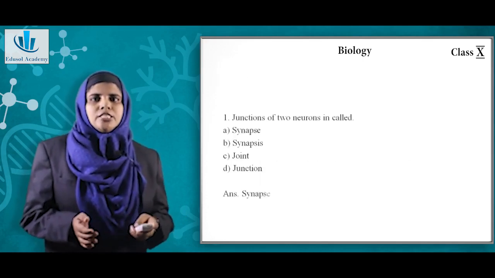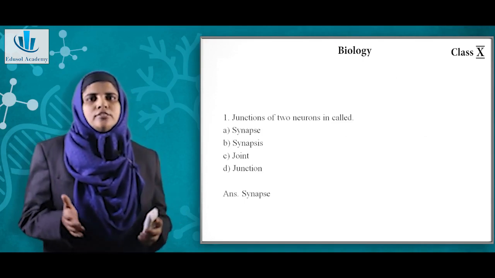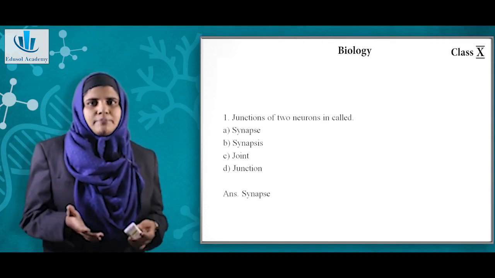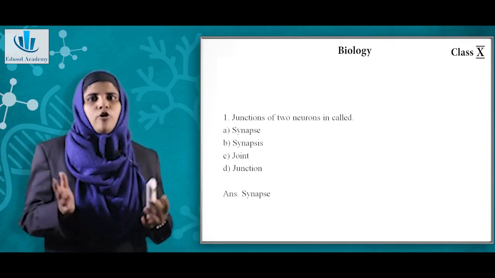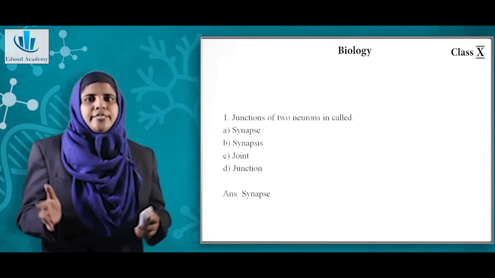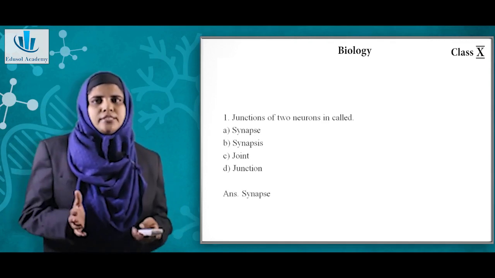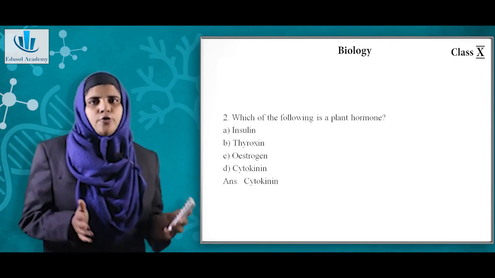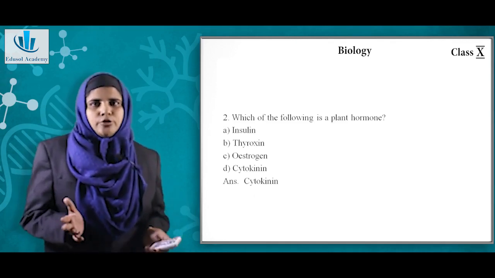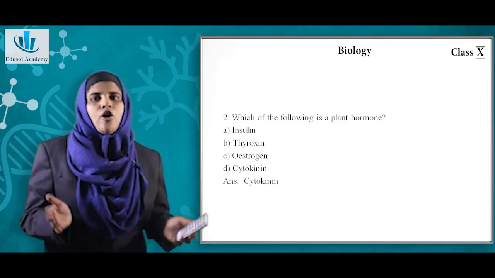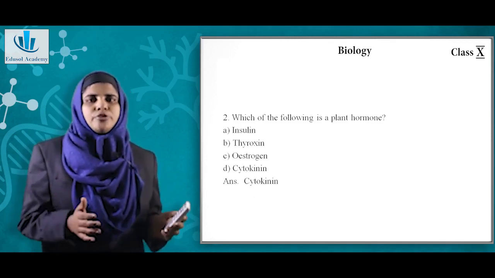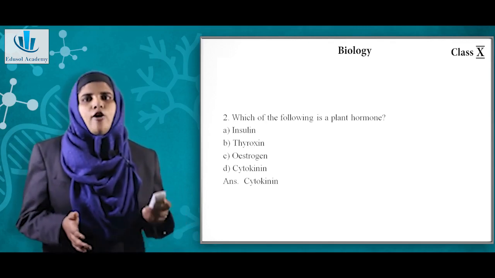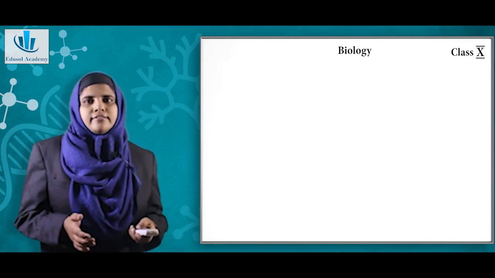So, the first question is, junction of two neurons is called option A, synapse, option B, synapses, option C, joint and option D, junction. So, here the correct answer is synapse. Now, which of the following is a plant hormone? Option A, insulin, option B, thyroxine, option C, estrogen and option D, cytokinin. We have discussed all these hormones and the right answer is option D, cytokinin.